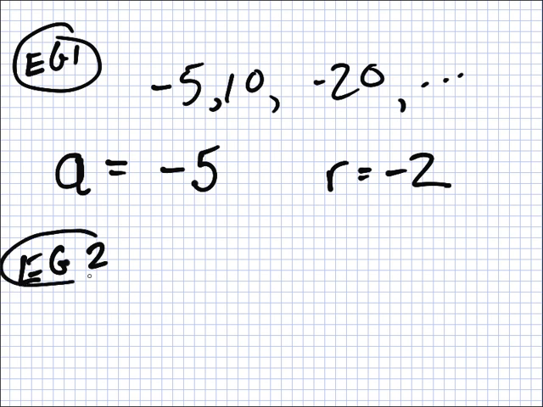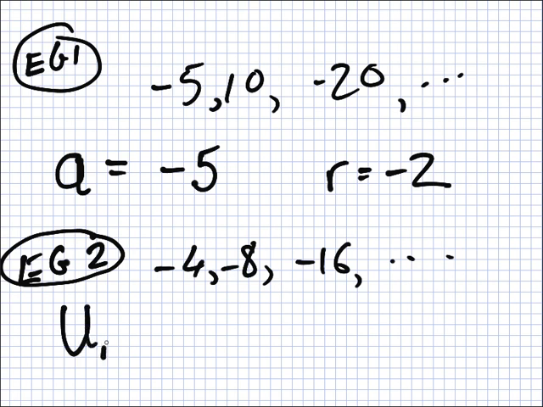Example 2. Okay, -4, -8, -16. And I want you to give me the formula for u_n. Now, I'll just give you a minute to try it. Simplify your answer, okay? You got an answer? Not yet?